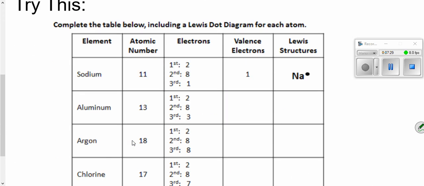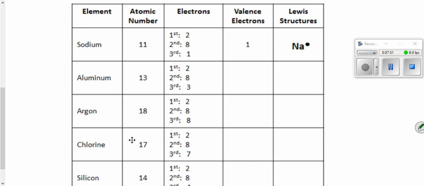Now, in your notes, you have this little chart. We're going to try doing a few of these together. We can see in the first example that sodium, symbol Na, has atomic number 11. There'd be 2 in the first ring, 8 electrons in the second, and 1 in the third. The outermost shell is your valence electrons. There's only 1, and so we draw 1 dot.